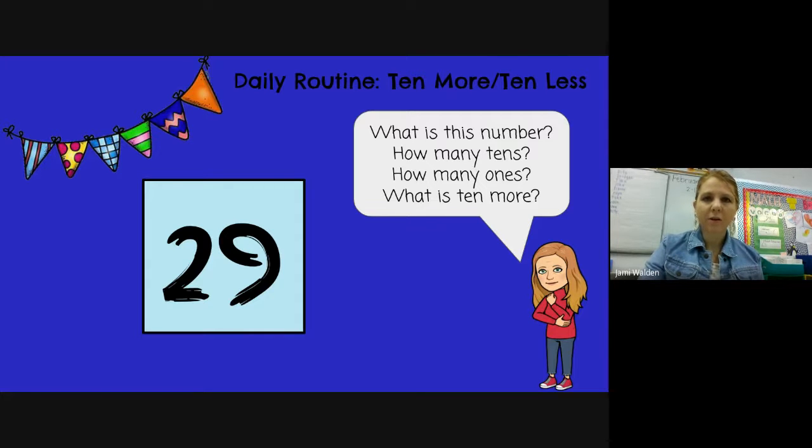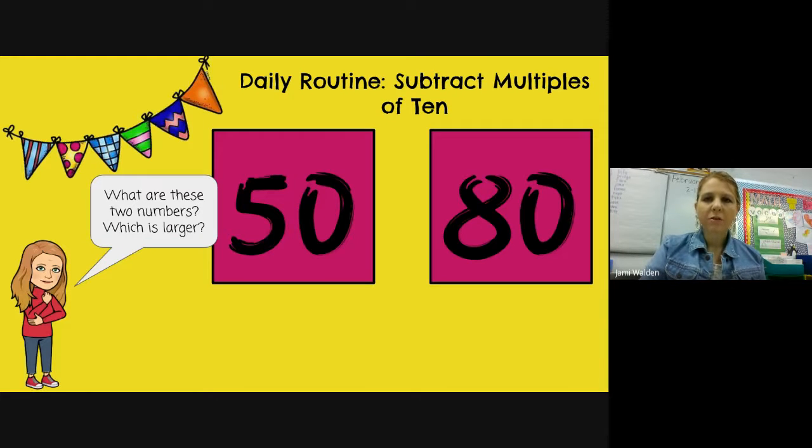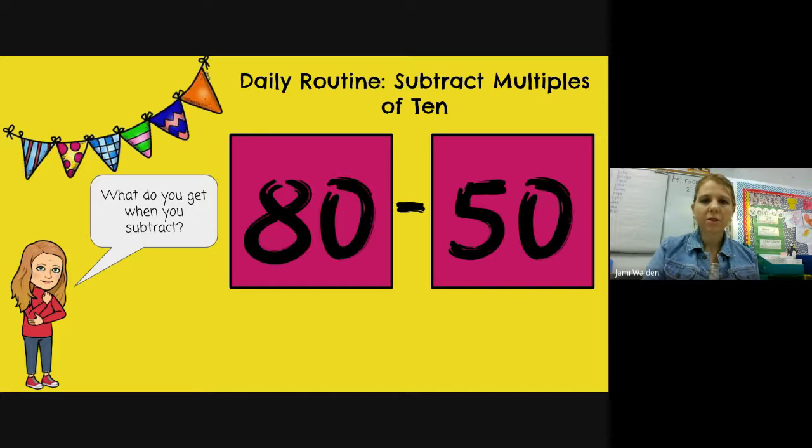39. Excellent work. Here I have 2 numbers that I want to subtract. They're multiples of 10, or decade numbers as we've called them. What are the 2 numbers? 50 and 80. Which one is larger? 80. So if I want to subtract, I have to put 80 first. I would have 80 minus 50.